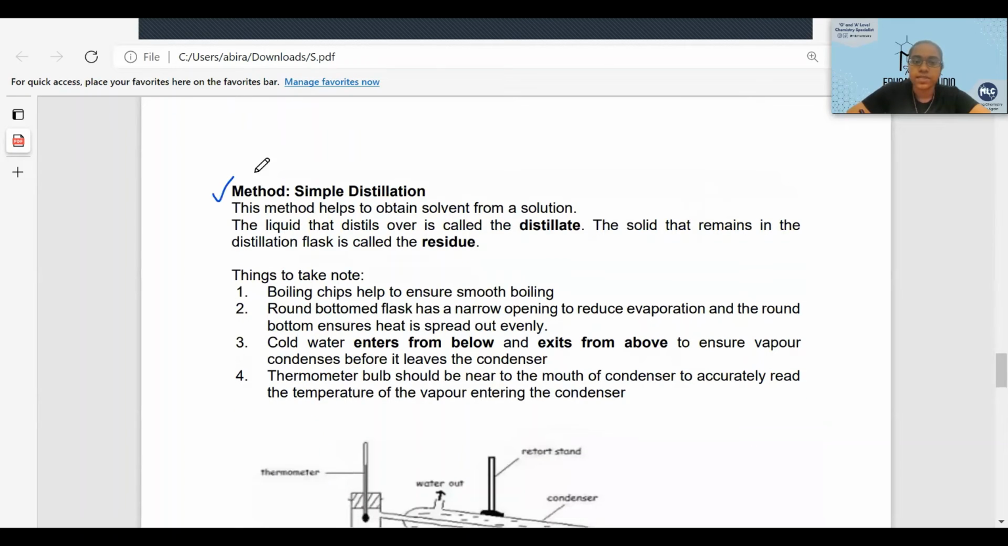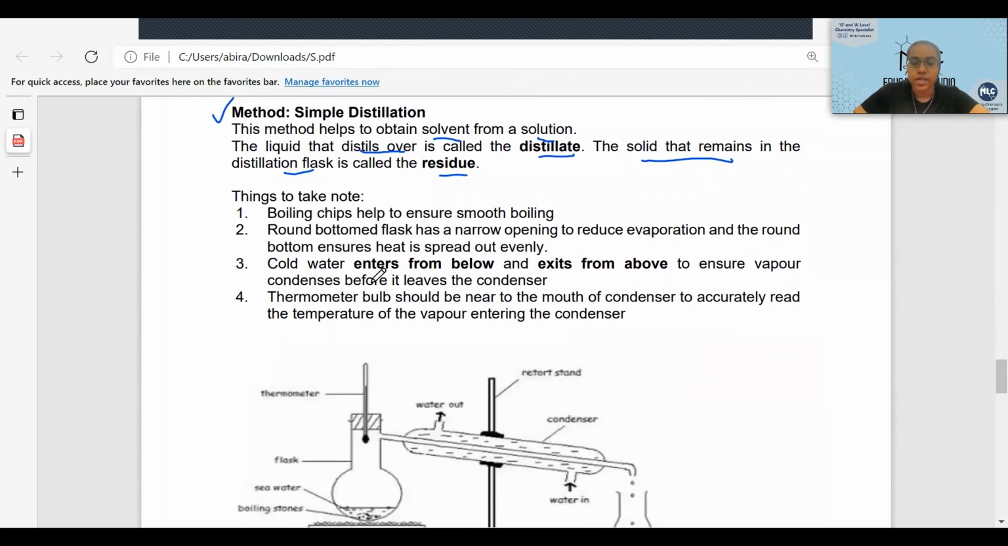Lastly, simple distillation. Simple distillation is a method that helps to obtain the solvent from a solution. The liquid that distills over is called the distillate. The solid that remains in the distillation flask is called the residue.